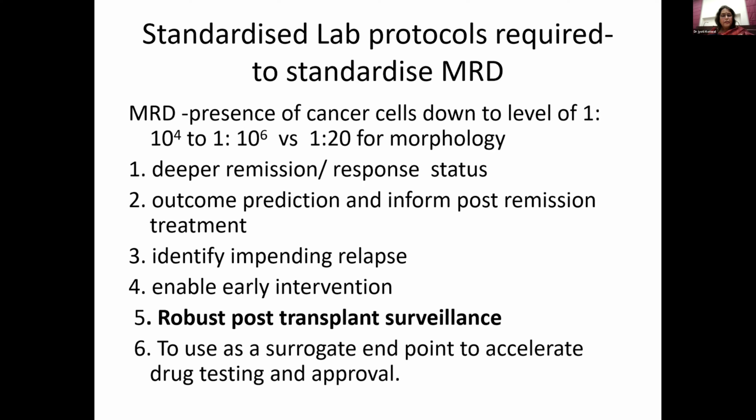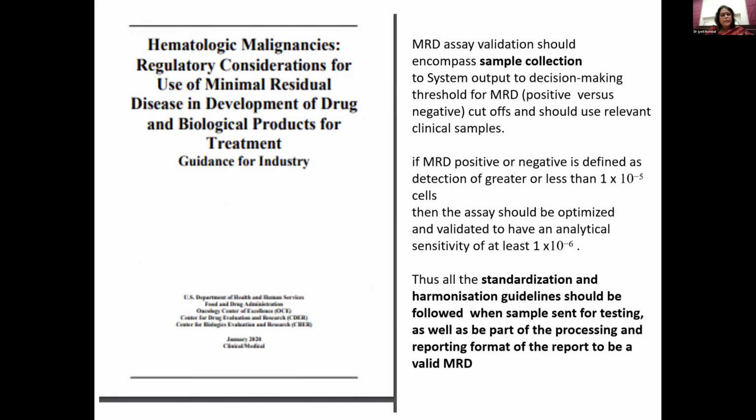We can predict the likelihood of relapse. We can predict impending relapse. We can enable early intervention on the basis of MRD and do a robust post transplant surveillance. And it is also a surrogate marker for drug testing. Next slide. So the US FDA has even given the guidelines in 2020 January about this. Next slide.